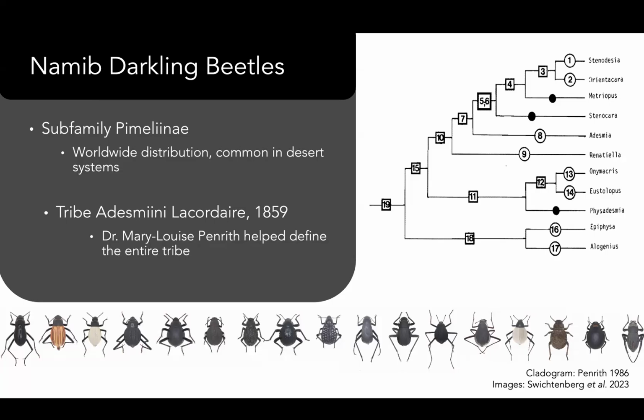So there are a lot of darkling beetles in the Namib Desert. Many of these belong to the subfamily Pimeliinae, which is common in desert systems and very successful there. And we see a lot of variation, especially in coloration, elytral structure, body size, etc., as you can see from this photo below, in the tribe Adesmiini, which Dr. Mary Louise Penrith really helped define. And she paid particular attention to this relationship between Onymacris, Eustolopus, and Physadesmia.